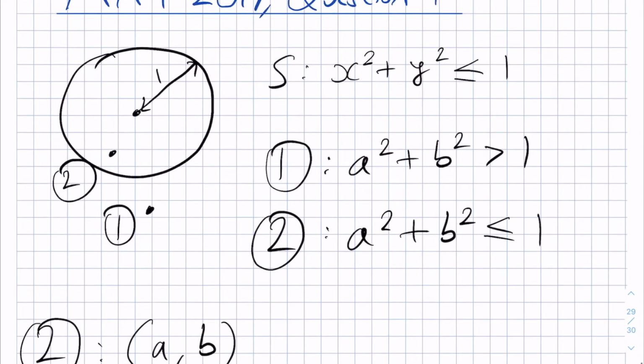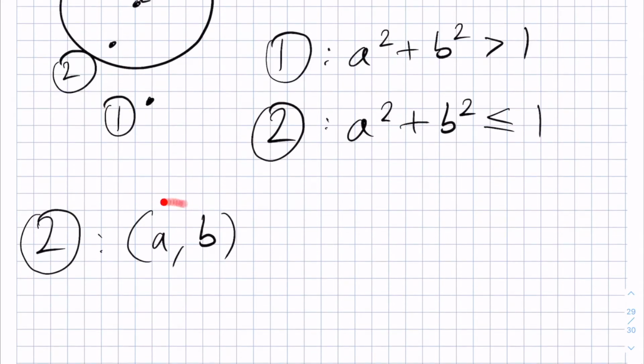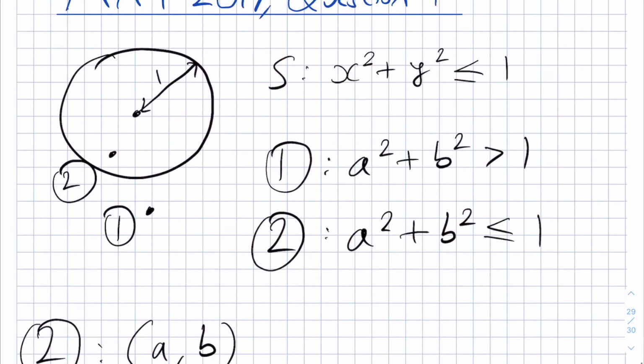Case 2 is slightly easier than case 1, and so in case 2, we have our point AB, which is inside of the circle, and therefore the point in S, which is closest to this point AB, is AB itself, because precisely AB is in S.